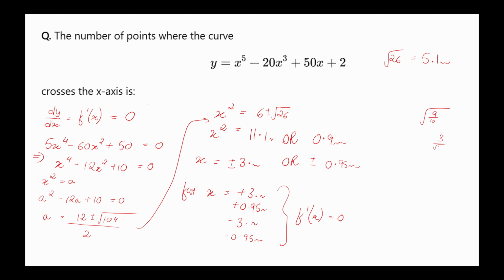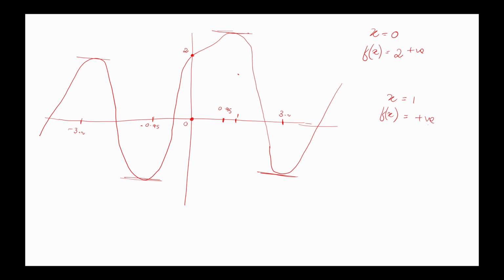Now what had they asked us? The number of points at which the curve would cross the x-axis. So this is my 1 point, this is my 2nd point, 3rd point, 4th point, and my 5th point. So that means my answer is 5. At 5 points, this curve would cross the x-axis.